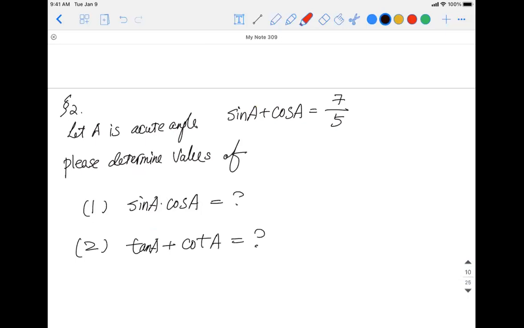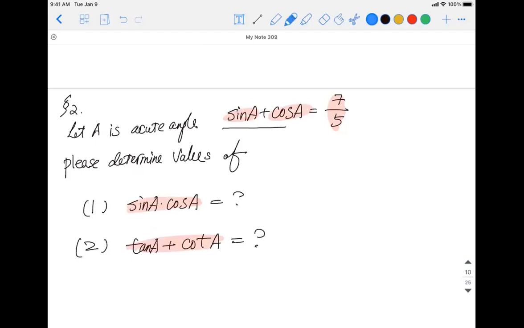Let's have a quick discussion. The question gives you an acute angle. This acute angle has sine A plus cosine A equals 7 over 5. With all this information, you need to determine what is sine A times cosine A, and what is tangent A plus cotangent A. All right, so let's have a quick discussion.